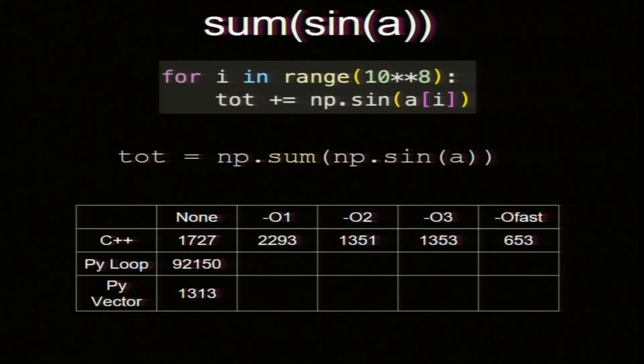Now, let us do the sine operation, sine A. Same thing, I am just summing it up, but instead of A star B I take the array A, and for every element I compute sine and sum. Is that clear to everyone? So, I get a number tot. This is by loop and this is by vector. By loop the number is 92,000 and with vector it is 1313.